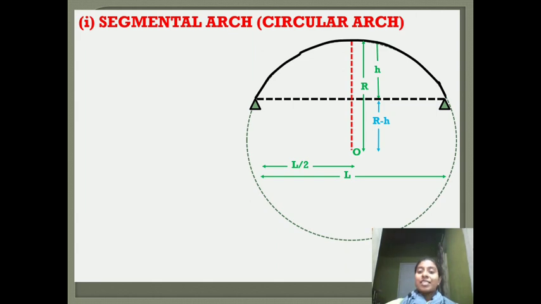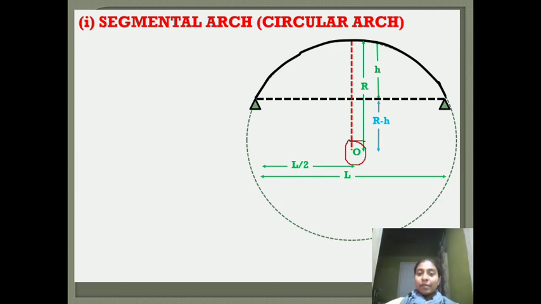Now if you extend this arch, this forms a circle. That is why we call it a segmental arch or circular arch. Since it forms a circle, there will be a center of radius O. This is the center of the circle. You can join this center to any point on the arch, and the distance is r, that is the radius.